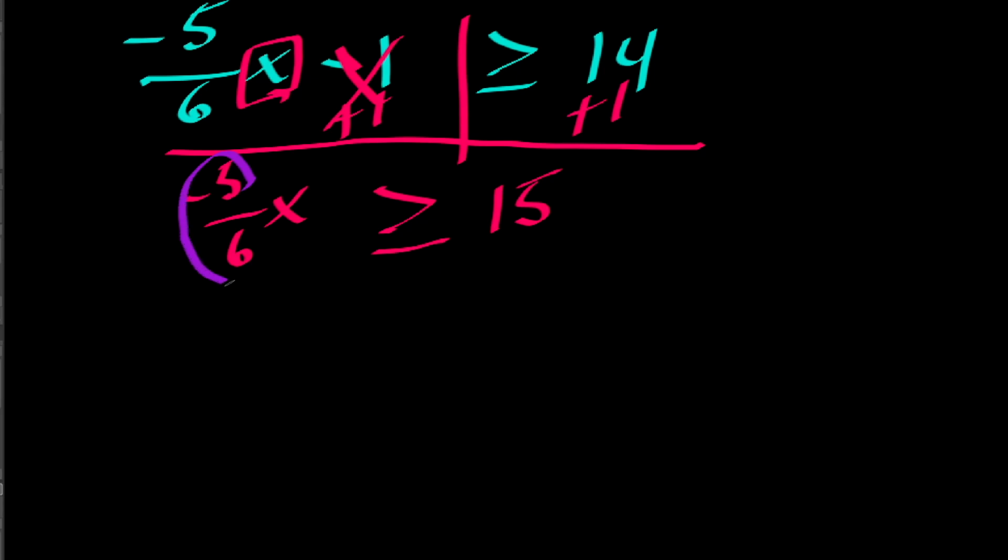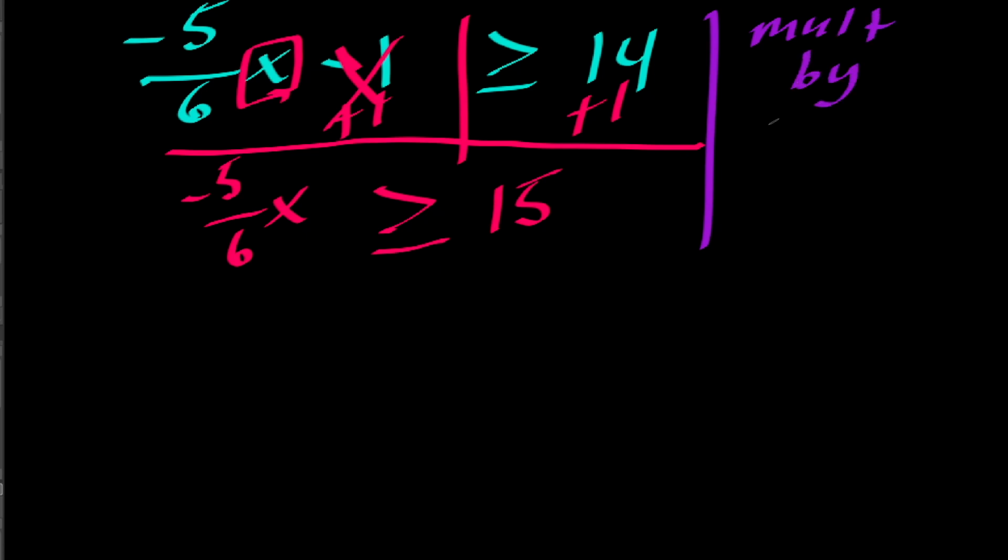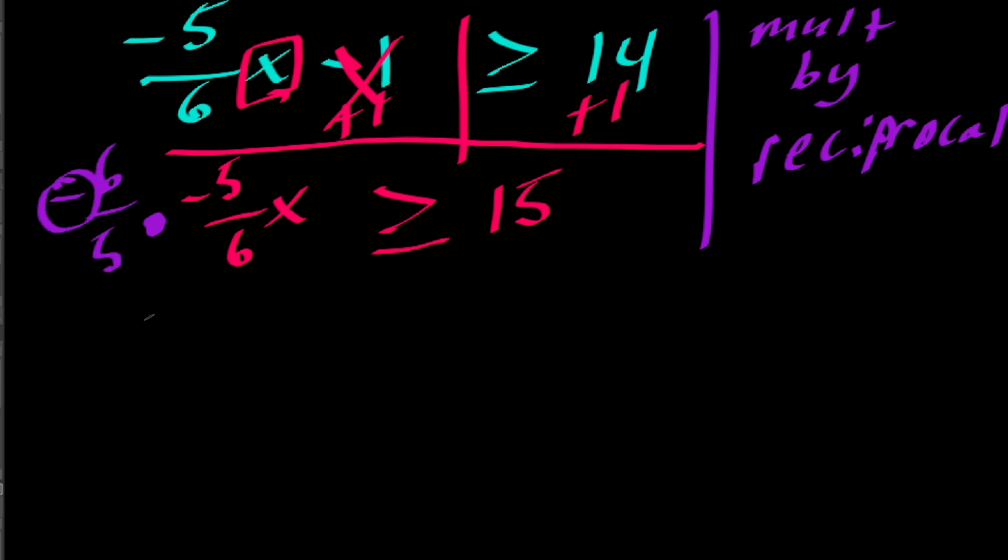How do we get rid of this -5/6? Well, same situation as last time. If you have a fraction coefficient and you want to get rid of it, multiply by the reciprocal. Now, my question to you is, is that negative included in the reciprocal? Yes, it has to be. So I can flip this to -6/5, but I must keep my negative. I can't just get rid of the negative or else these won't cancel to give me 1x. It would cancel to give me -1x, and we don't want that. We want 1x. All right, so these two will cancel to give me x.